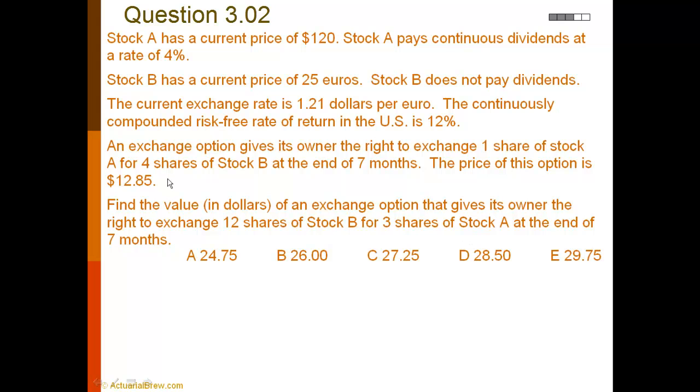We have this $12.85 option up here, and it gives us the right to give up 1 share of stock A and get 4 shares of stock B.